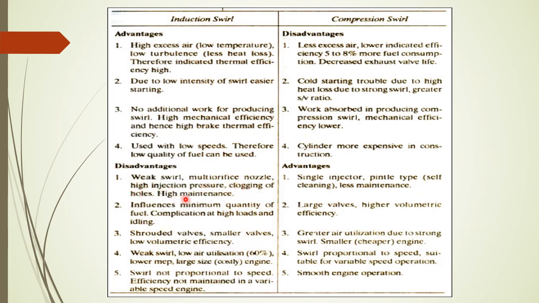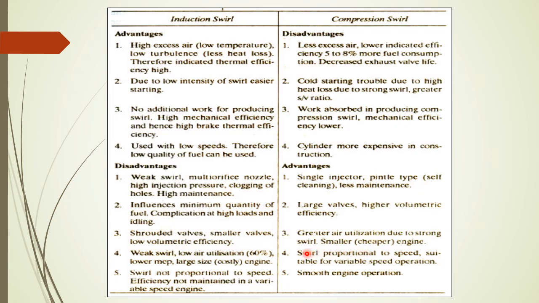Disadvantage, weak swirl: a multi-orifice nozzle is required, high injection pressure is required, and there is clogging of holes and high maintenance. Here a single injector, a pintle nozzle, you can use, also less maintenance. It influences the minimum quantity of fuel. There are complications at high loads and idling. Large valves give higher volumetric efficiency, while in induction swirl, shrouded valves, smaller valves and masking of valves lower the volumetric efficiency.